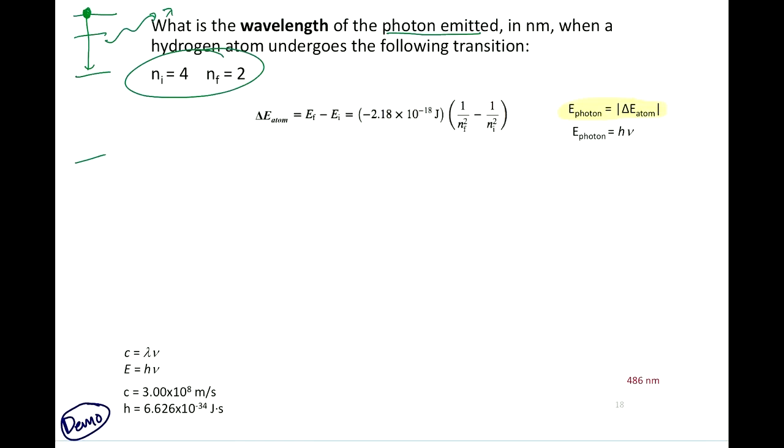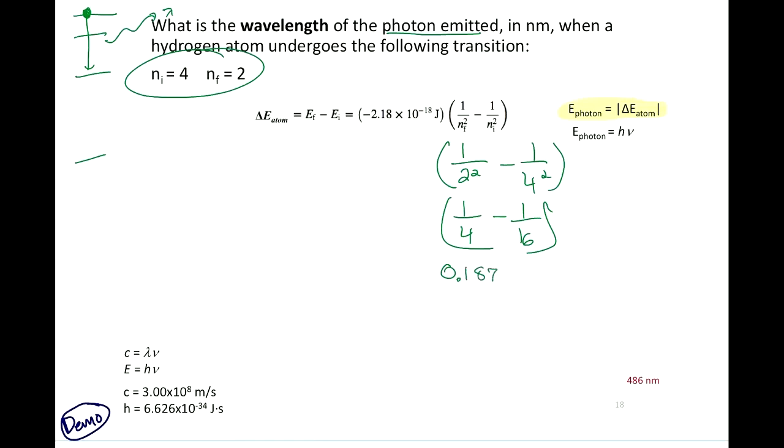Okay, so I think it's just plug and chug. So it's final minus initial, they're in the denominator and they're squared. So in this fraction, it's 1 over 2 squared minus 1 over 4 squared. So this is 1 over 4 minus 1 over 16, I think. I think I did that right. And so when you do that math, that parentheses term ends up being 0.1875 positive. And then we multiply that by this constant that's out front. So negative 2.18 times 10 to the negative 18 joules.